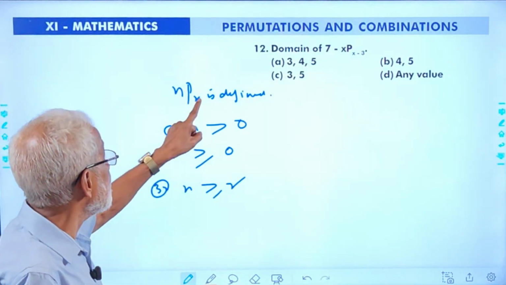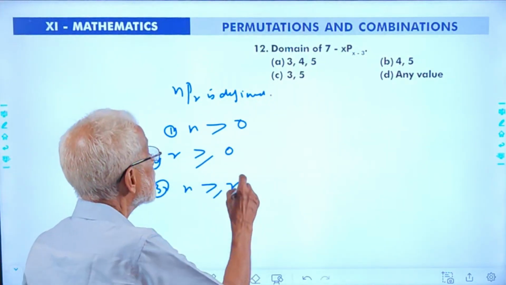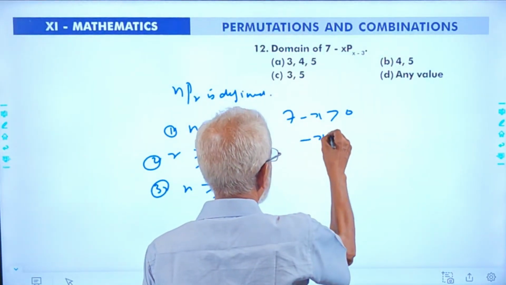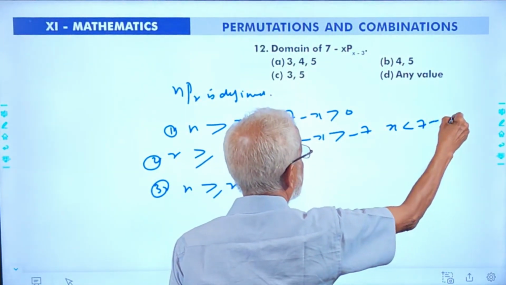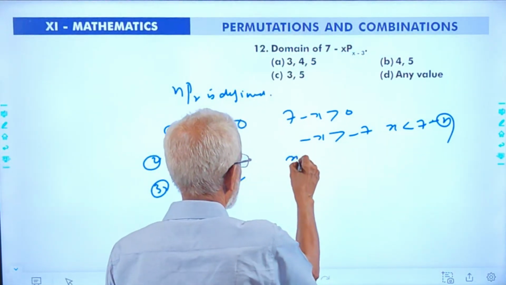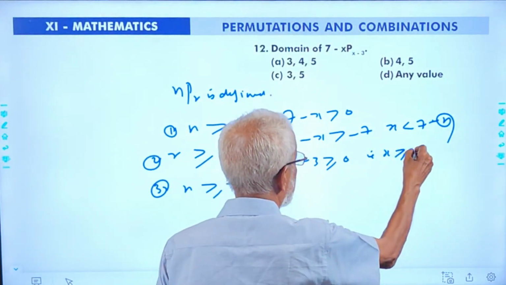For N we have 7 minus x. For R we have x minus 3. 7 minus x greater than 0. Therefore, minus x greater than minus 7. Then x less than 7. That is one of the 3 conditions. Second condition, R equal to or greater than 0. That means x minus 3 equal to or greater than 0. That is x equal to or greater than 3.